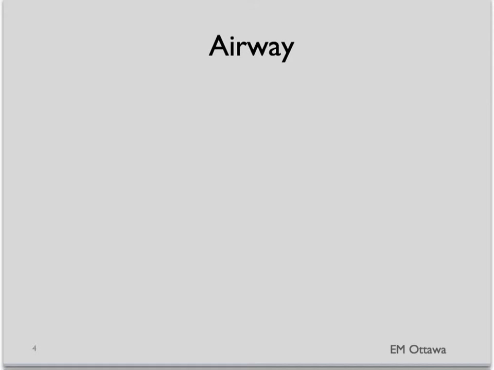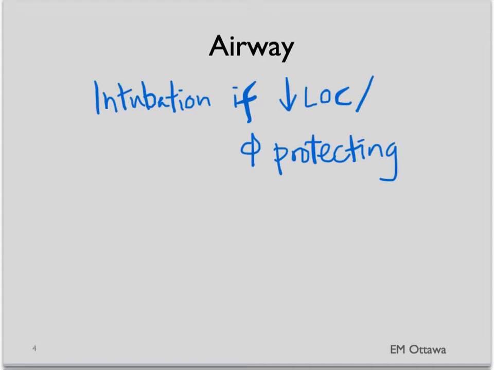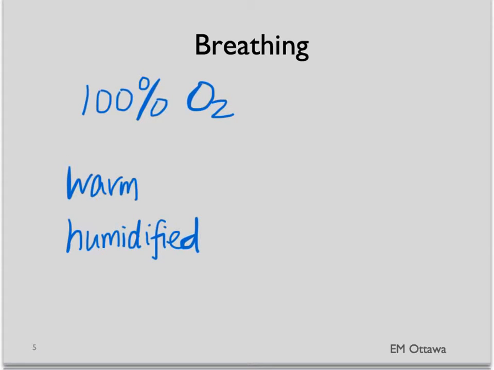First, airway. If the patient is non-responsive, or if they're not protecting their airway, we will insert one. It is usually done by intubation. Next, breathing. We should give 100% oxygen. It should also be warmed and humidified. That will decrease further heat loss from the patient.